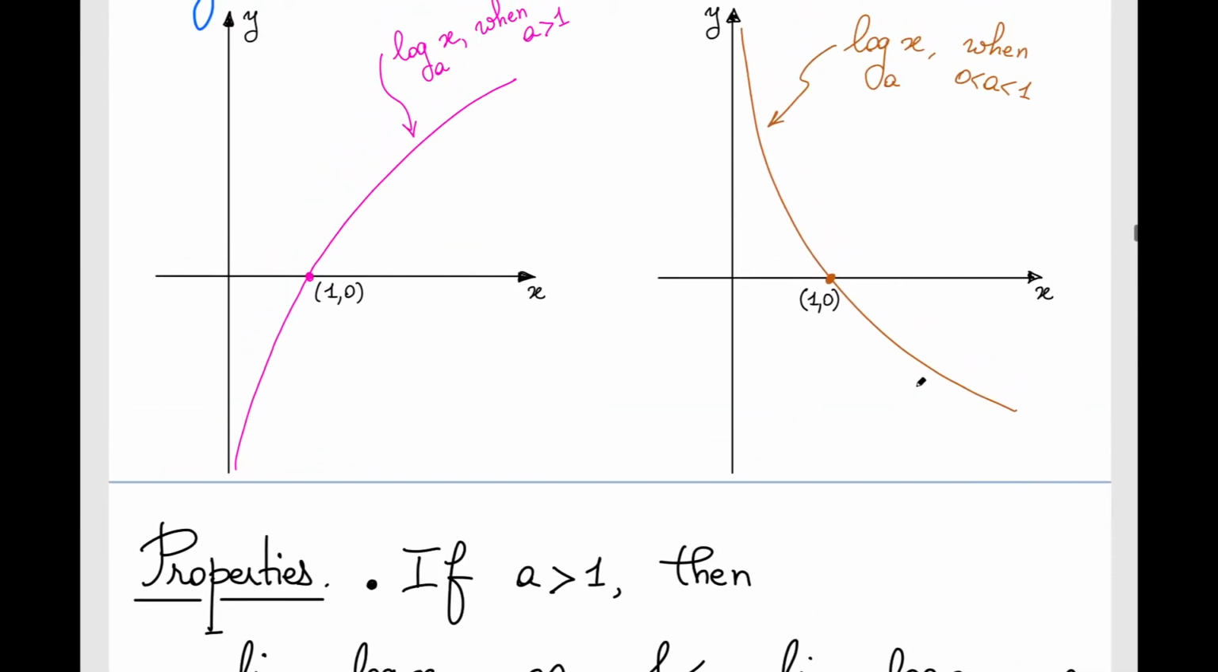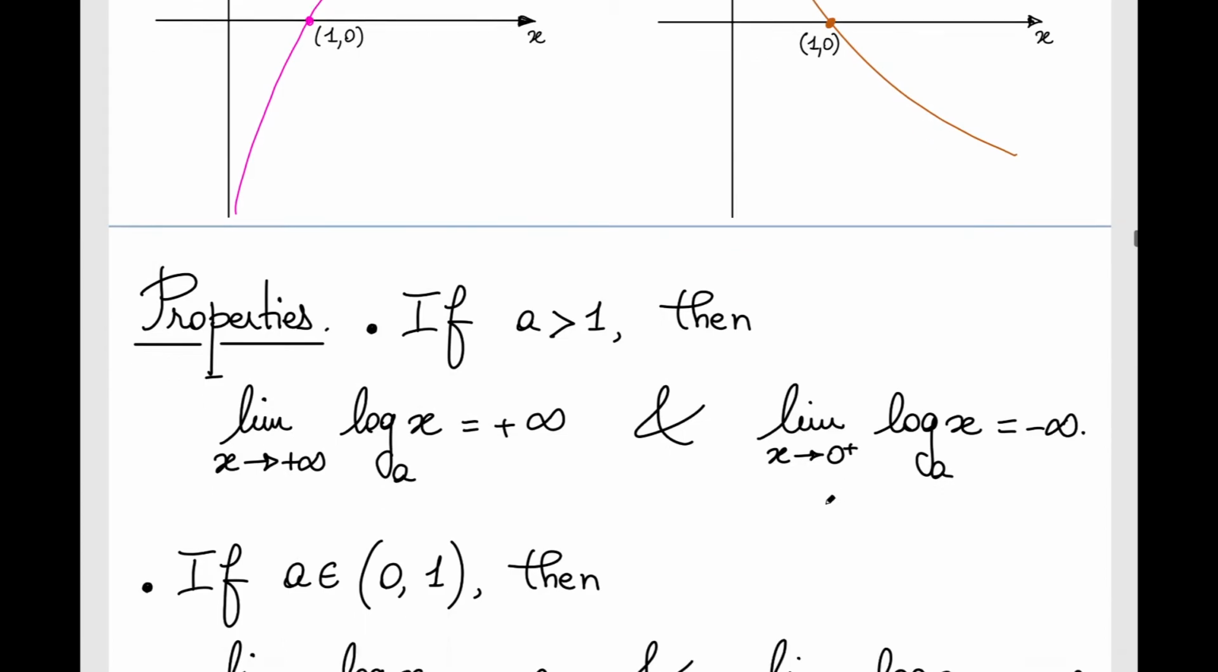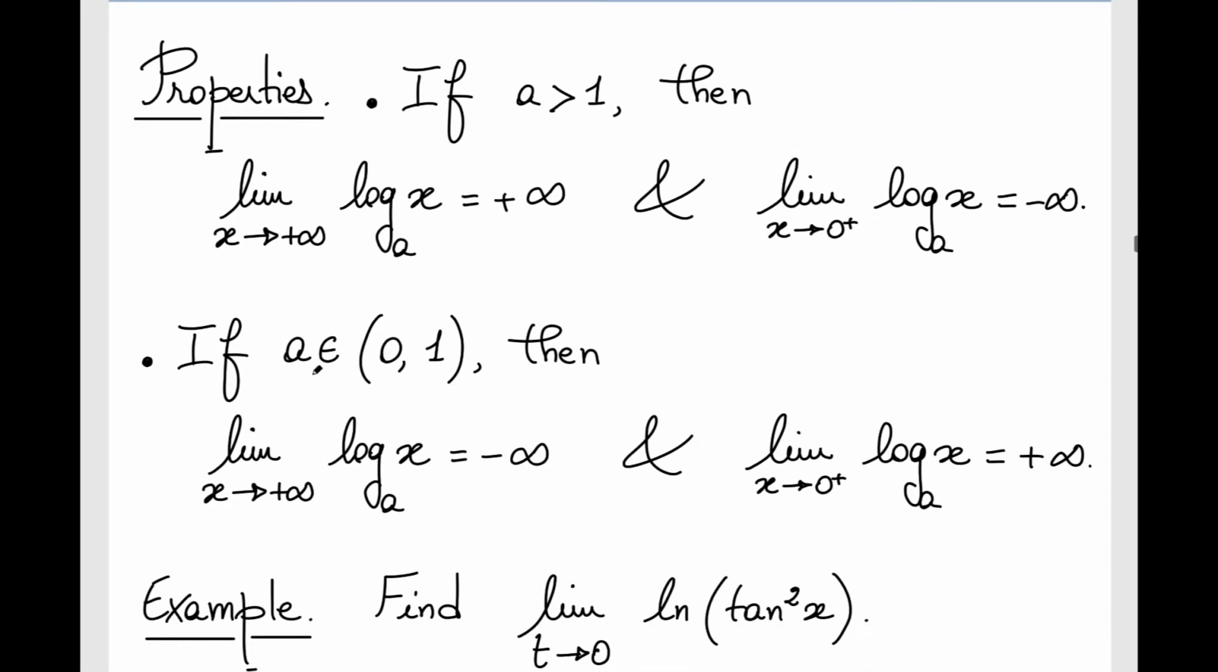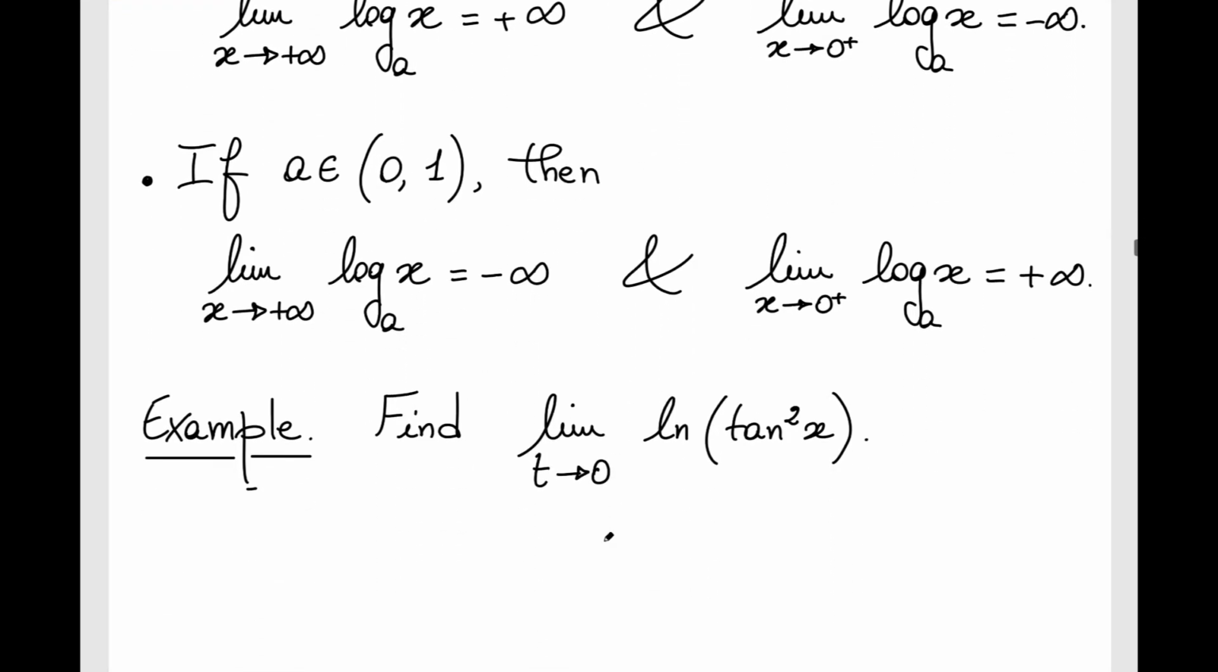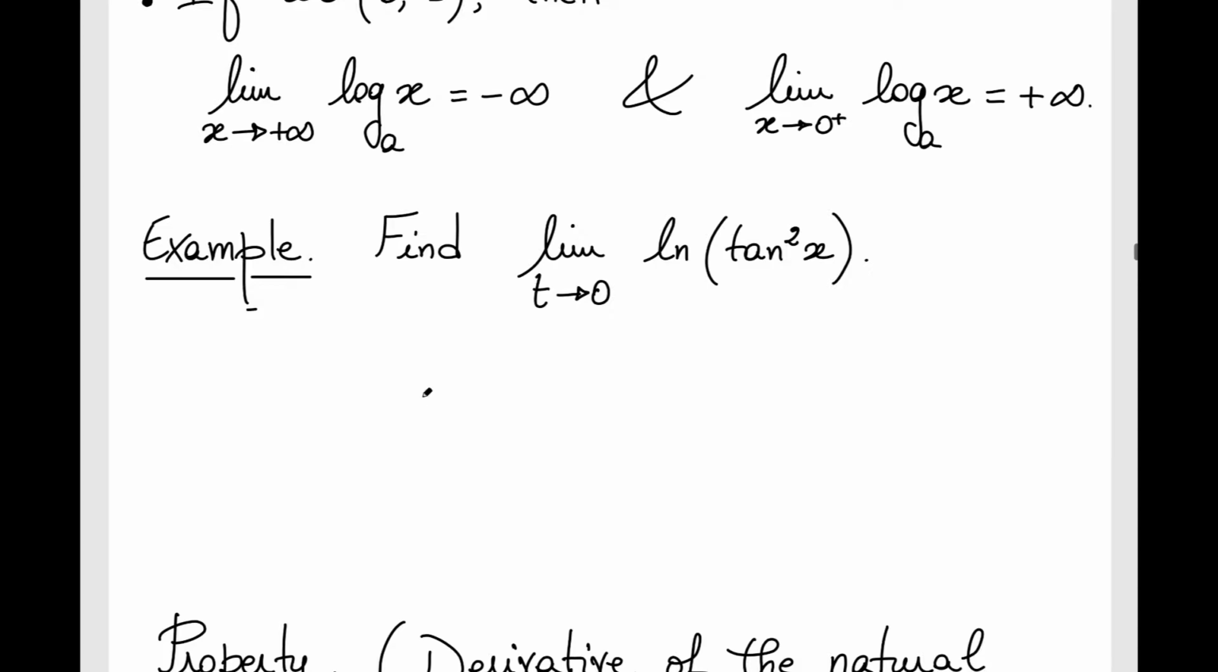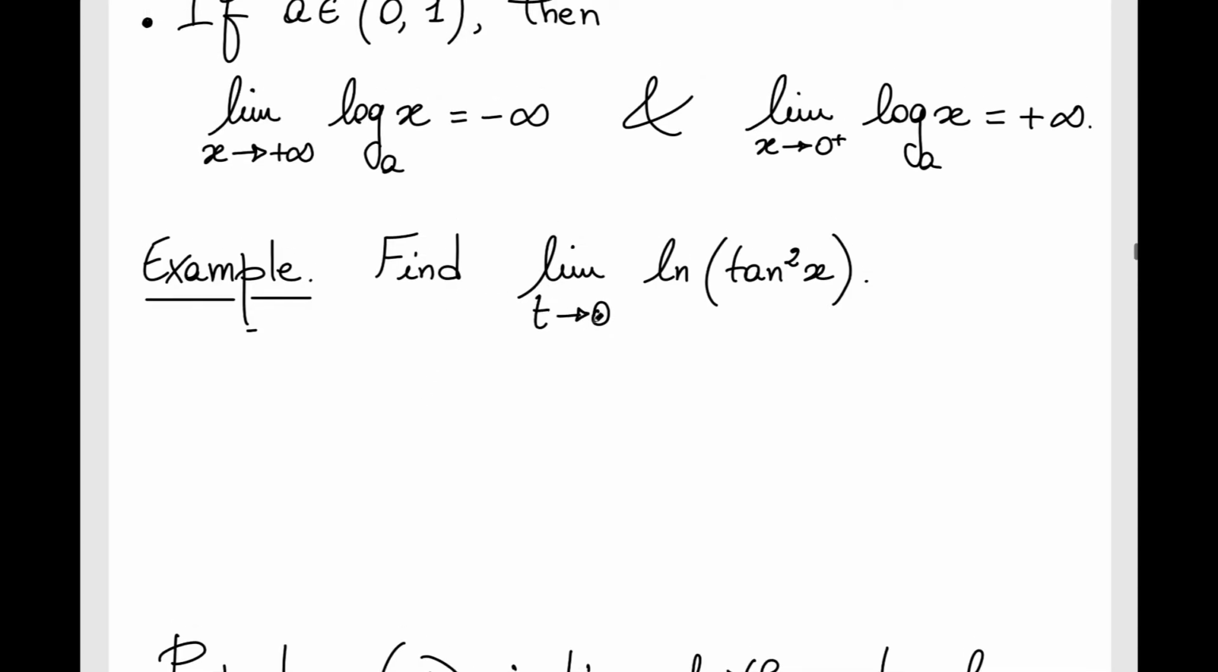And for the brown one, if the input is approaching 0 from the right, then the function is blowing up. And if the input is going to plus infinity, the function is blowing down. It's going to minus infinity, right? So when the base is between 0 and 1, we get these two properties. Okay, so an example: find the limit as t goes to 0 of ln of tangent squared of t, right? This is a t. Okay, fix that.